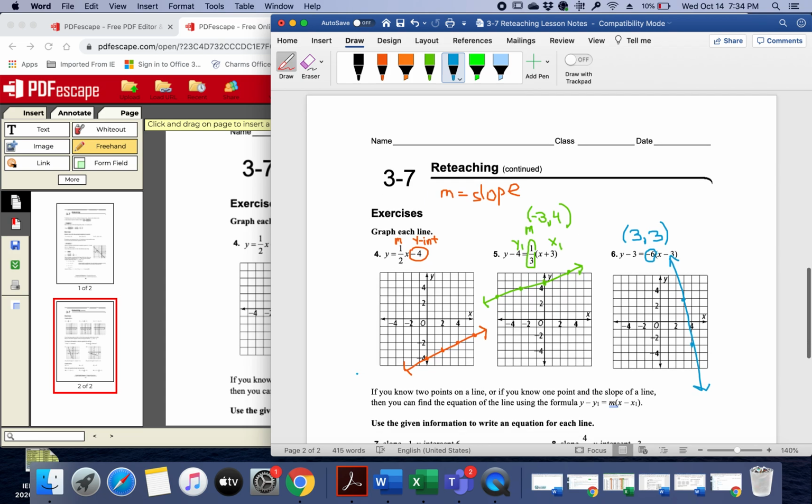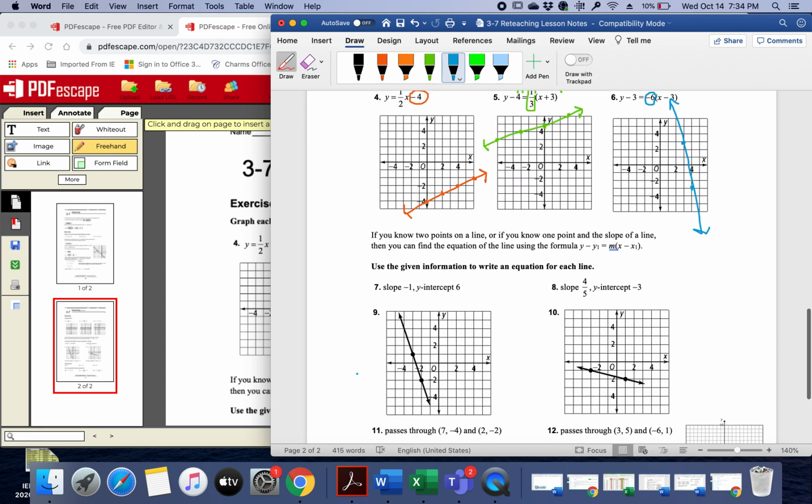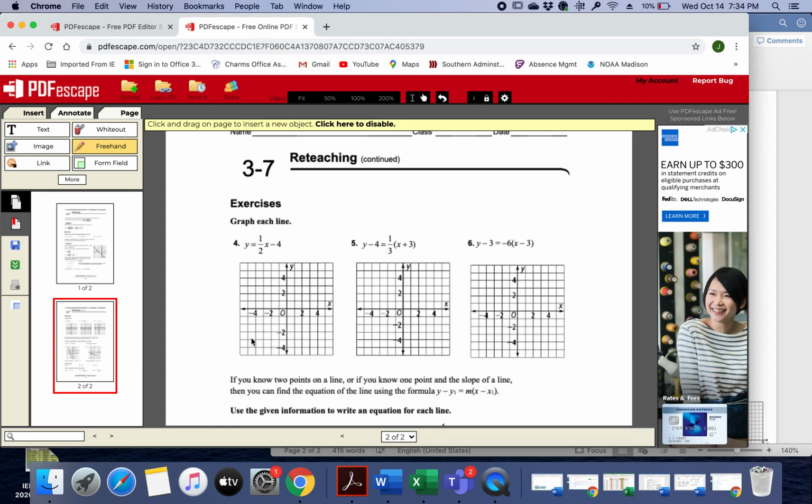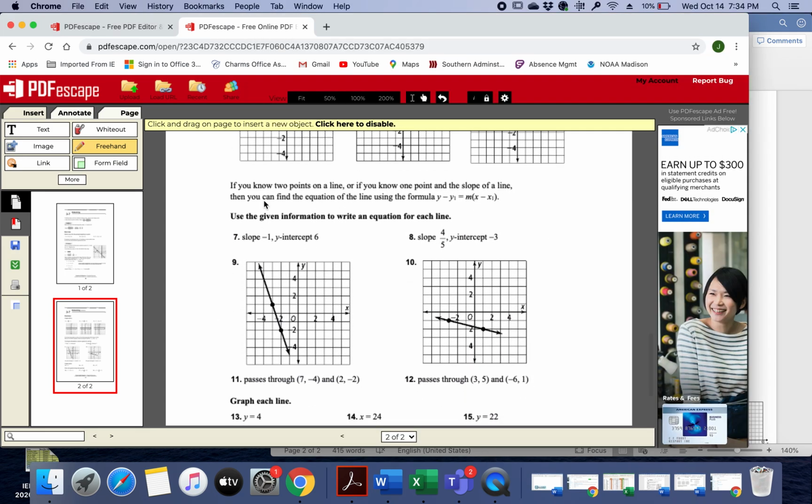Okay? So we can now say if you know 2 points on a line, or if you know 1 point and the slope of a line, you can find the equation using the formula y minus y1 equals m times x minus x1. And I'm going to go back over to the other version here so that I can type into this and say, hey, that's the point-slope form. We know what that form is called, point-slope form, because there's a point and there's a slope.